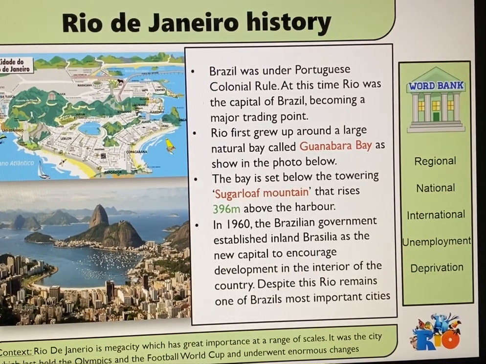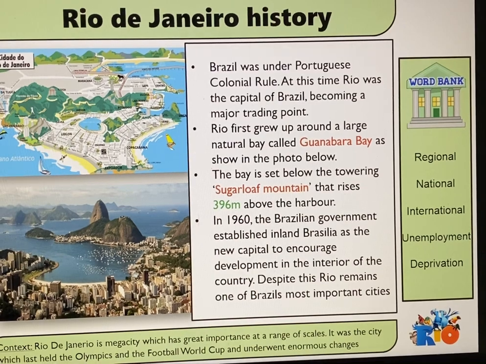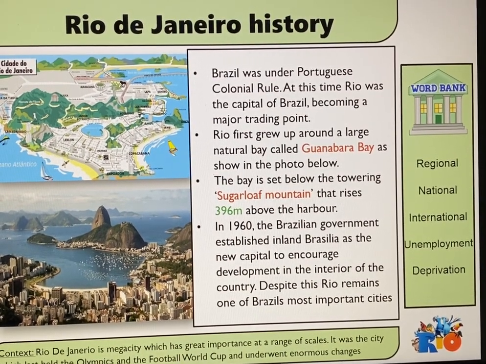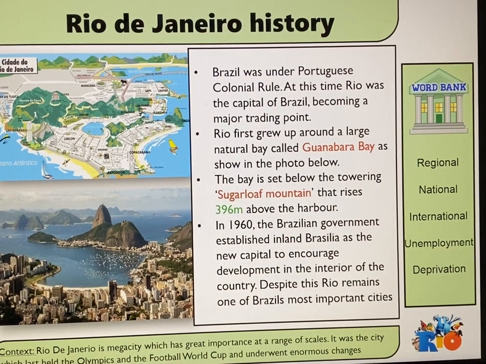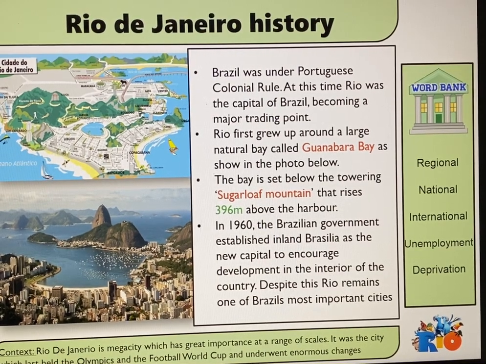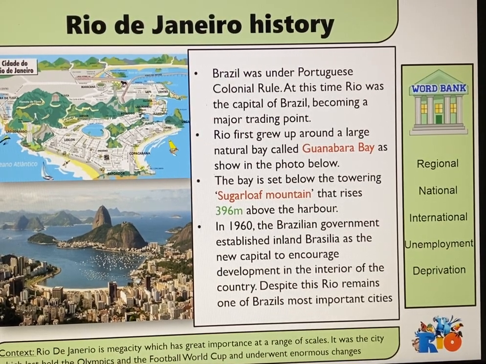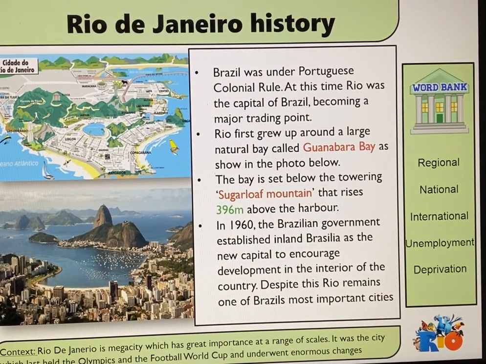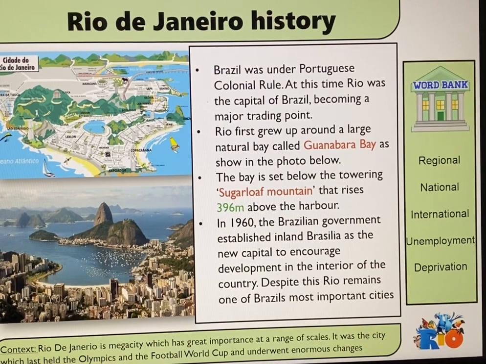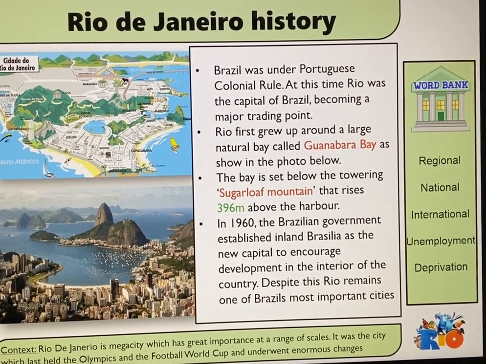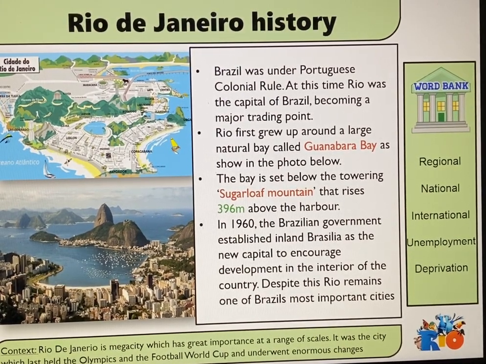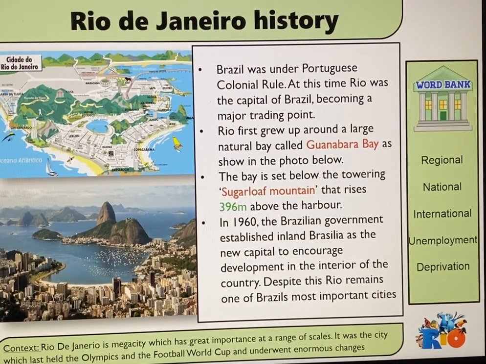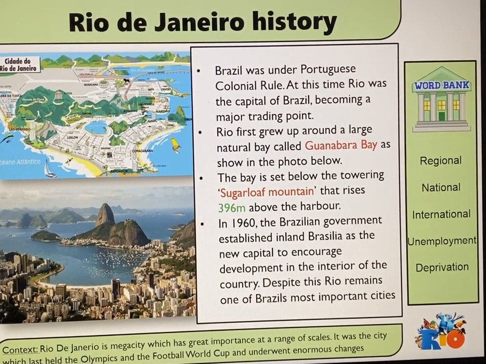However, in the 1960s, Portuguese rule was lost in Brazil. It was given back to the Brazilian government. And because Rio and the coastal cities were incredibly overpopulated, they wanted to encourage development of the interior of the country. So Brasilia in 1960 became the capital city. Before that, it was Rio. And this explains why Rio is and was one of Brazil's most important cities.